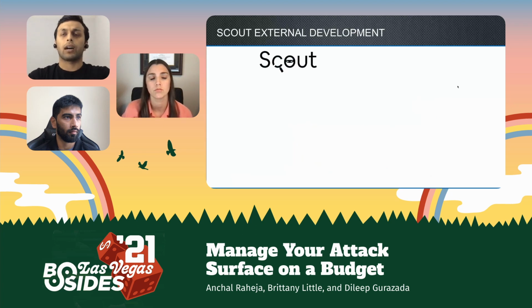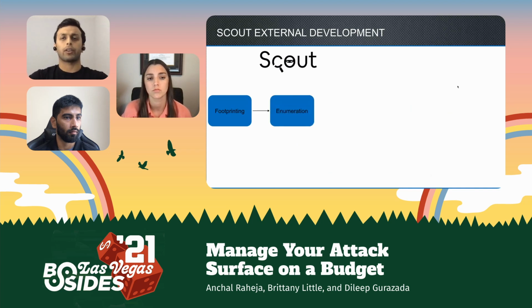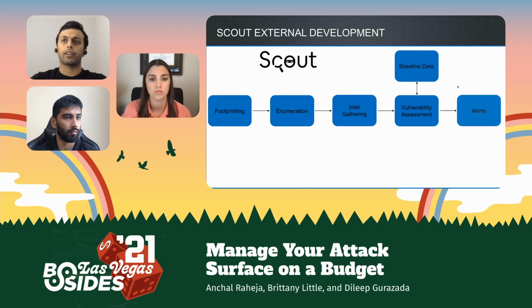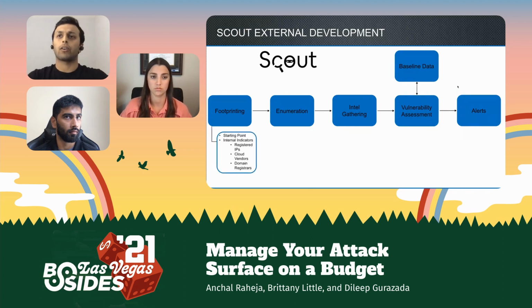I've broken down Scout into 6 different stages, starting with footprinting, followed by enumeration, and then gathering intelligence, moving to vulnerability assessment where we establish the baseline, and then finally firing off the alerts for the team. 5 out of 6 stages here are automated right from the start, and the 6th stage automatically becomes automated once we do the first run. So going into footprinting, this is where we configure the tool. That's the initial stage.